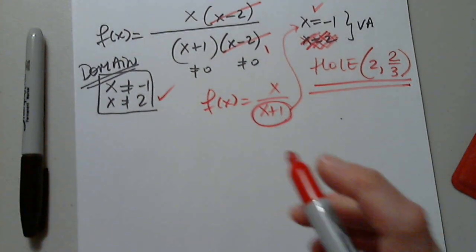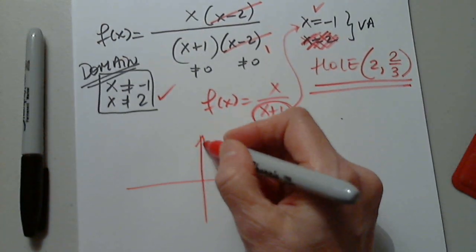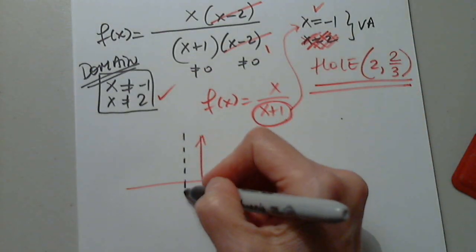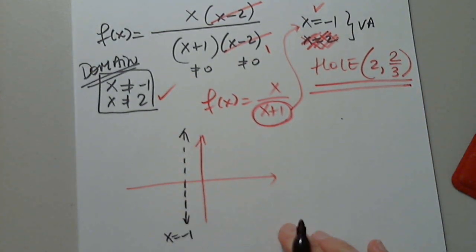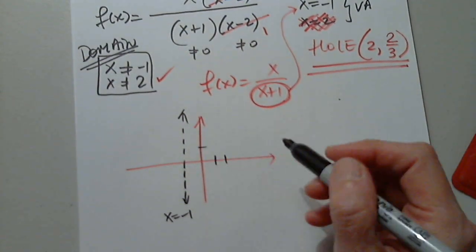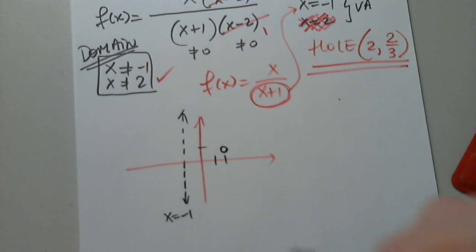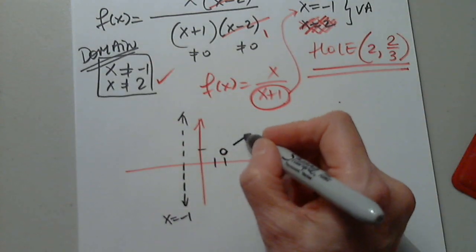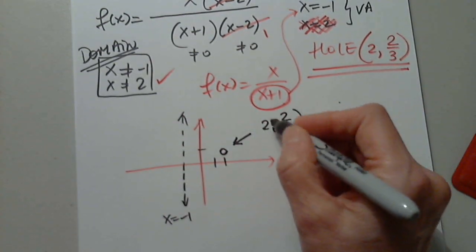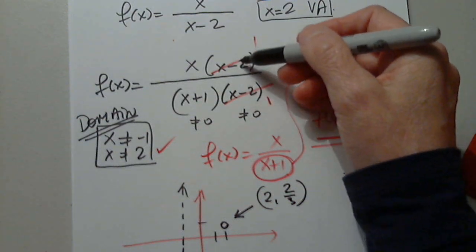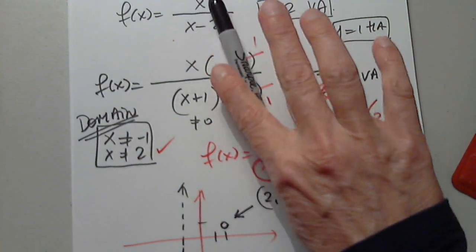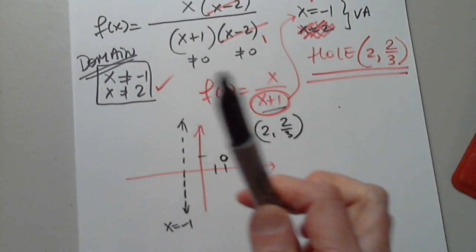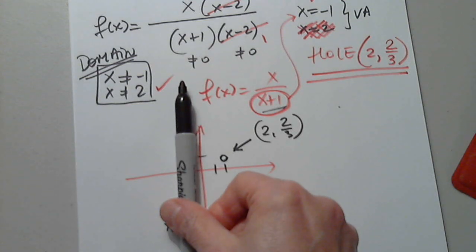So when I graph this function, I'm not going to unless you want me to. When I graph this function, I will graph a vertical asymptote at -1, but at 2, 2/3, I will graph this. Not a vertical asymptote at 2, but a hole, which is 2, 2/3. Why? Because I was able to simplify this factor. If the factor disappears, I cannot have a vertical asymptote there. If the factor stays, I must have a vertical asymptote there.